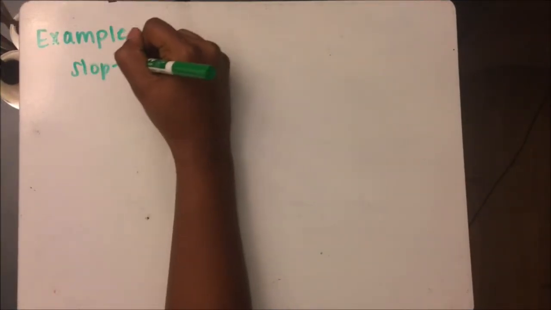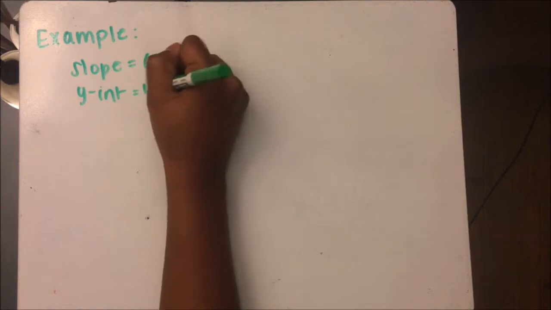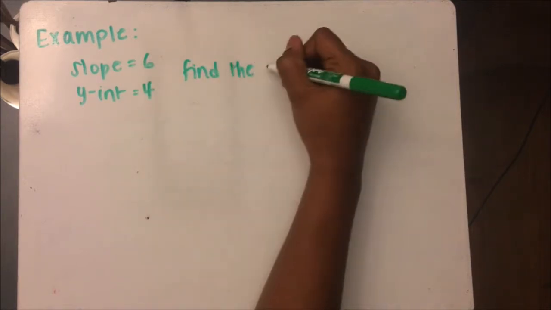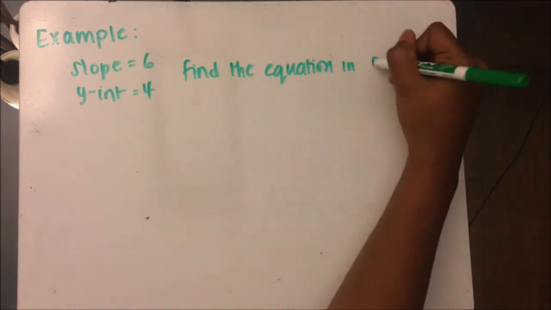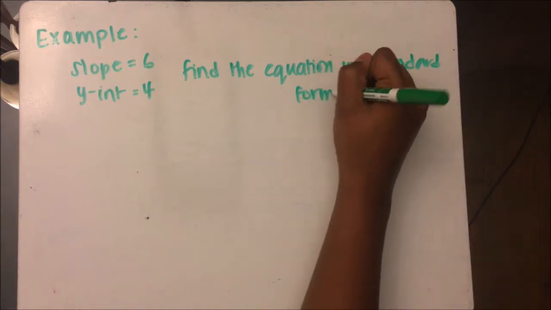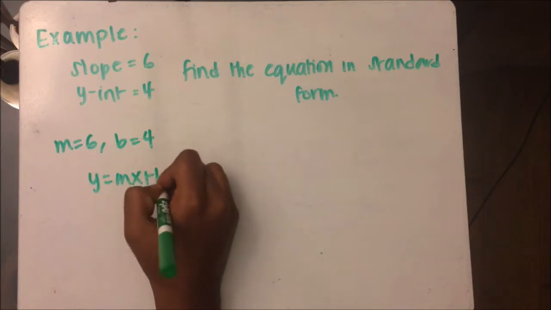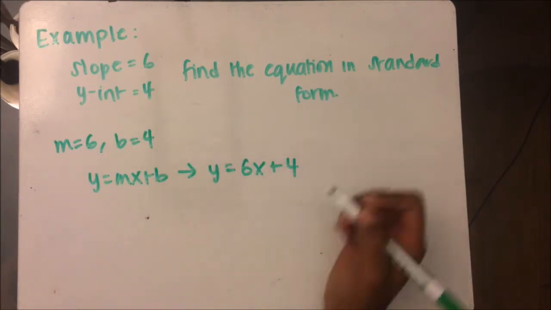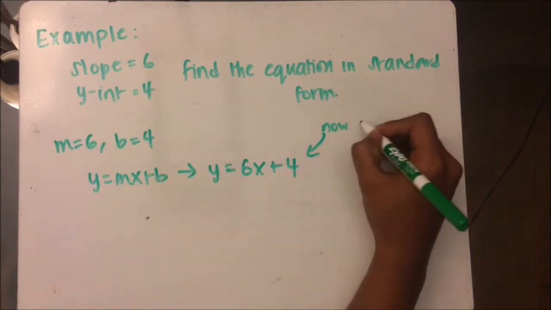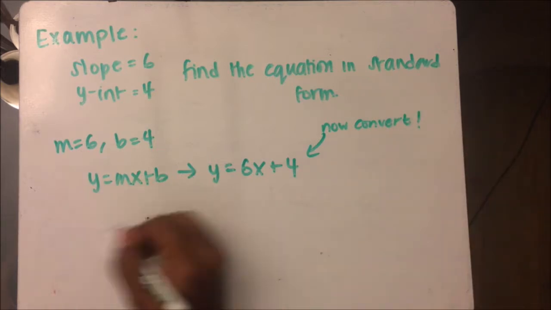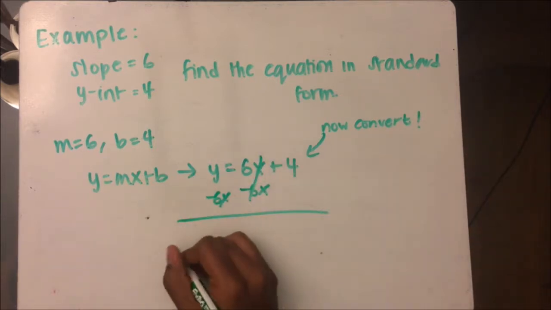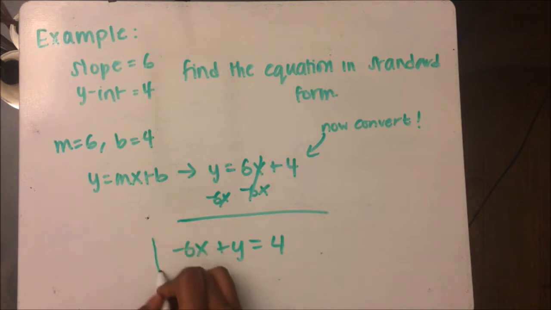In this next example, we are given that the slope is 6 and the y-intercept is 4, and we must find the equation in standard form. We start once again by identifying the slope as m and the y-intercept as b, and then we plug it into y is equal to mx plus b to get y is equal to 6x plus 4. Then we can convert the equation into standard form by subtracting 6x from both sides to get -6x plus y is equal to 4, and that equation is in standard form.